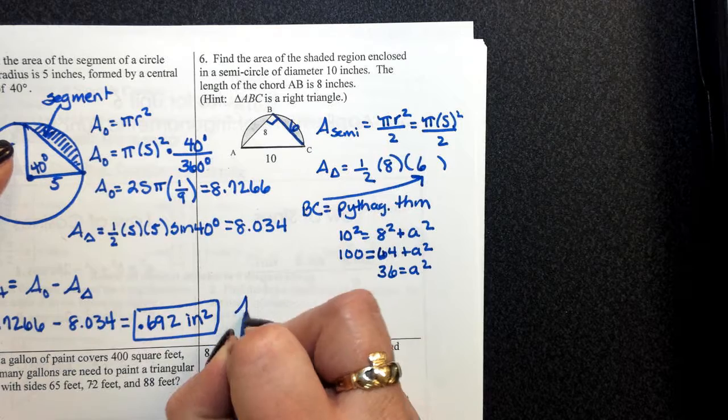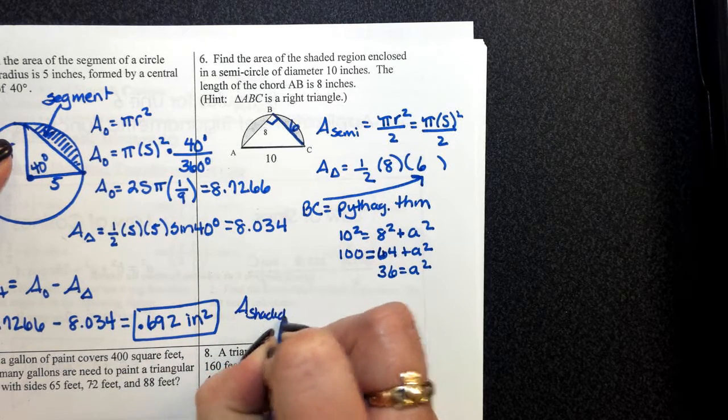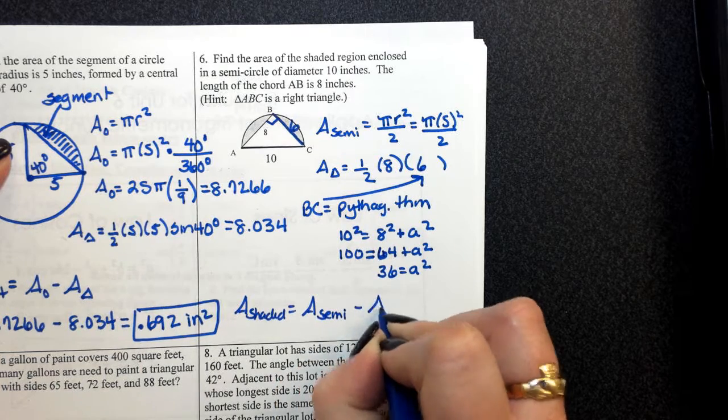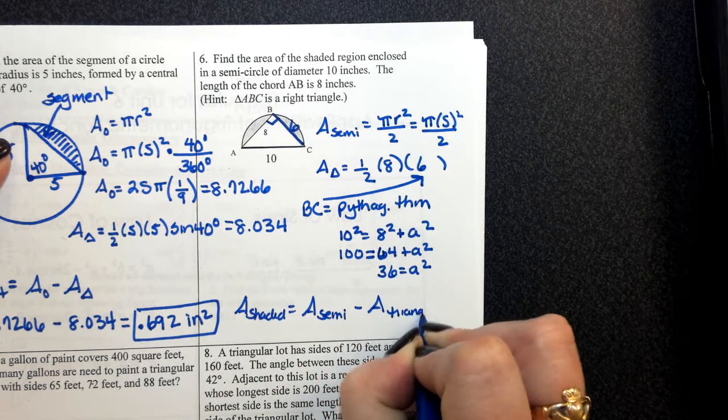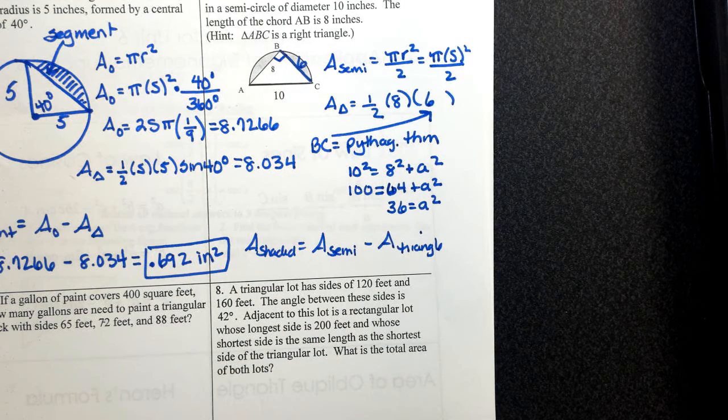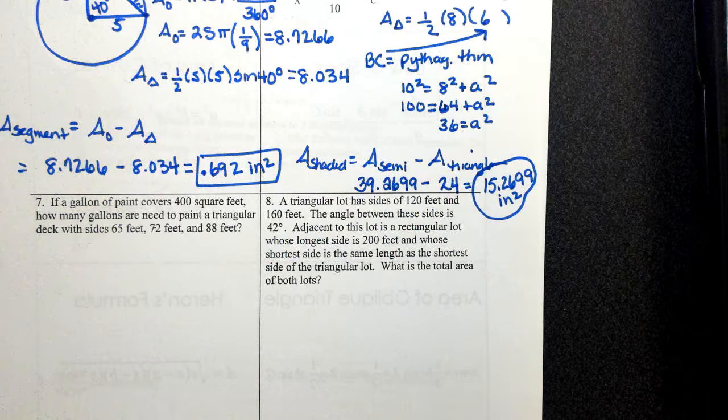So then to find the area of the shaded region, you're going to take the area of the semicircle, subtract it from the area of the triangle. So you guys go ahead and calculate what the area of the shaded region is going to be for me. Area of the shaded region.